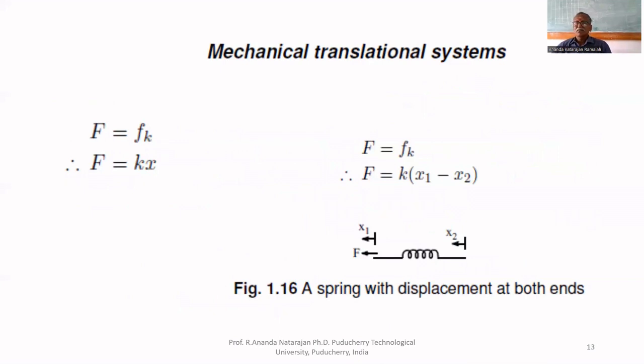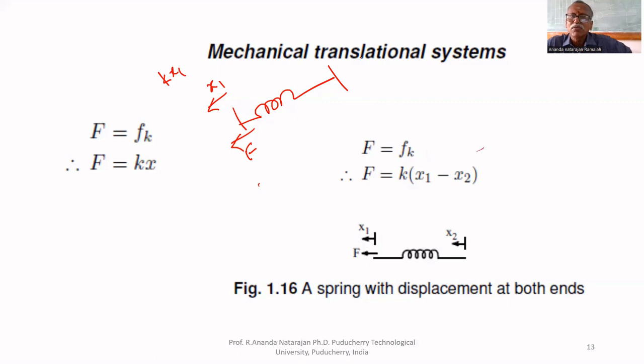In the previous case, one end was fixed. What will happen if both ends are free? At this end, I am applying a force of F. This end displaces a distance of x1, and the other end is fixed, meaning zero displacement. Then the force developed in the spring is kx1. But if this end is also moving a distance of x2, the total deflection depends upon the total elongation. The total elongation is x1 minus x2.